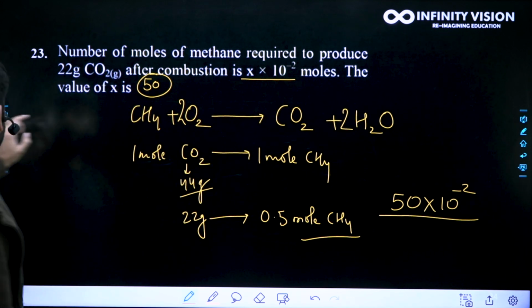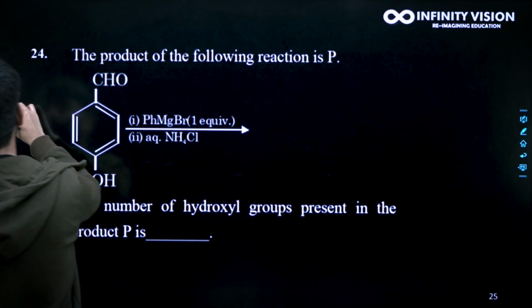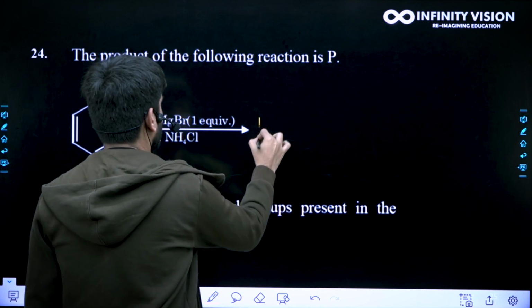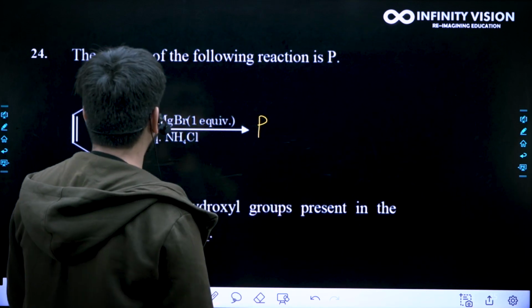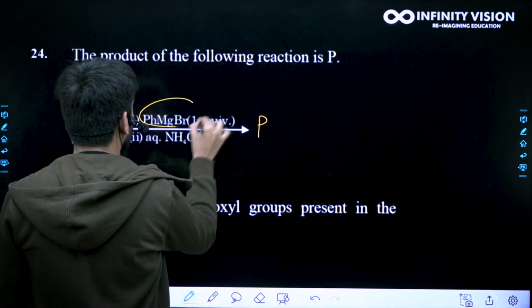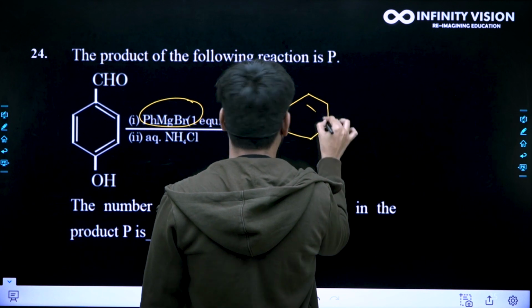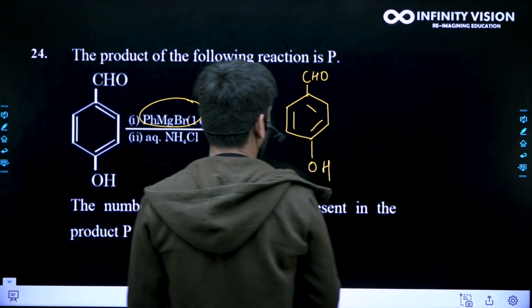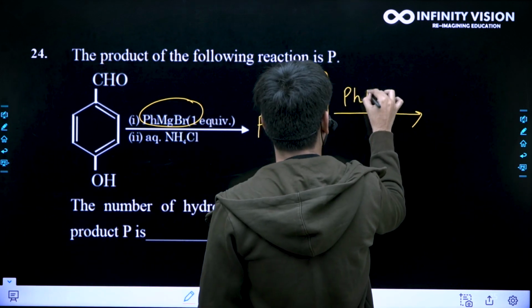Okay. Let us discuss the next question. The product of the following reaction is P. The number of hydroxyl groups present in the product P is, the first is the reaction with the Grignard reagent. Let us see this reaction. What do we get? Okay. The reaction with Grignard reagent.